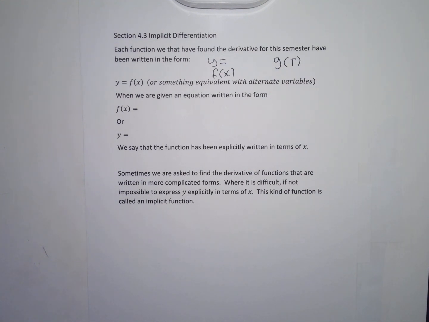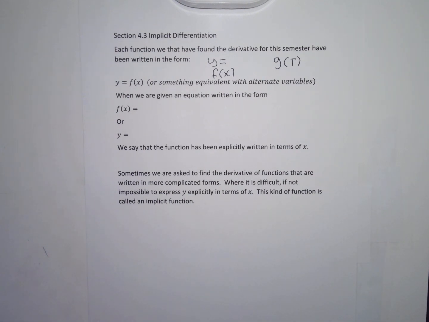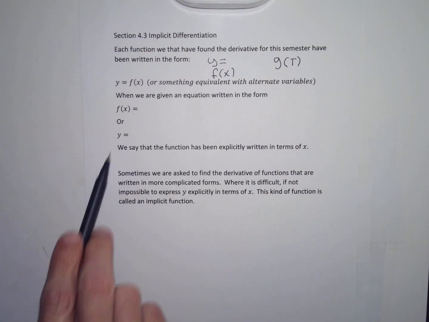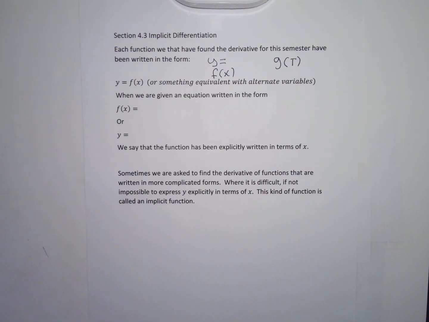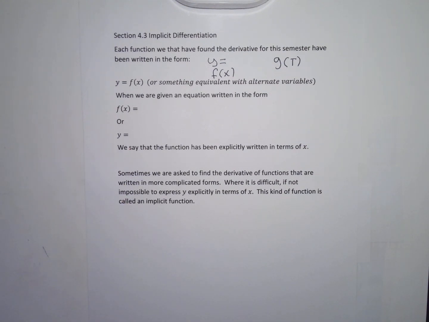kind of straightforward. But sometimes we're going to be asked to find the derivative of functions that are written in more complicated forms, where it's difficult, if not impossible, to express the function in terms of x. This kind of function is called an implicit function, where it's not solved for y in terms of x, yet I still want to find the derivative like it was solved for y equal to some function of x.